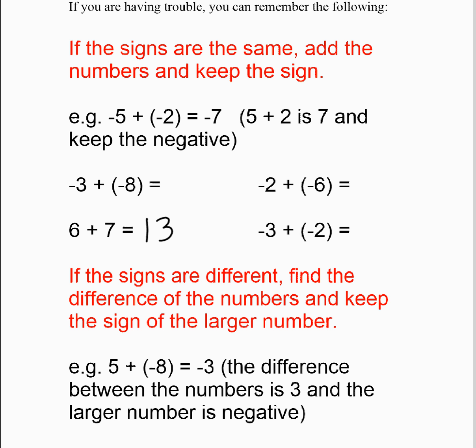And if you remember in the Gizmos investigation, it asks you about what direction the arrow was pointing. That's something that you need to be thinking about when you're doing these questions. So -3 plus -8 becomes -11, because again, 3 plus 8 is 11, and you just happen to be moving further in the negative direction. So -2 plus -6, that's going to be -8. -3 plus -2, that's going to be -5. So when the signs are the same, you're just going to add the numbers together and keep the sign the same.